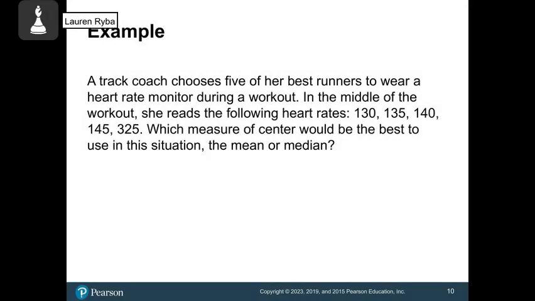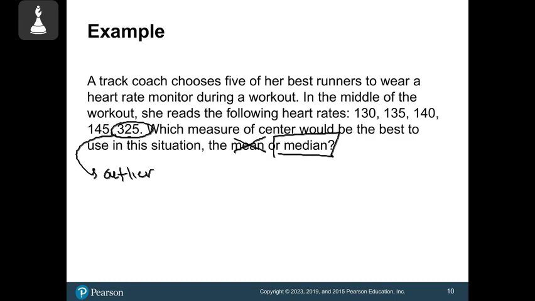A track coach chooses 5 of her best runners to wear a heart rate monitor during a workout. In the middle of the workout, she reads the following heart rates: 130, 135, 140, 145, and 325. Which measure of center would be best to use in this situation, the mean or the median? Well, you should always ask yourself, are there outliers? Well, yes, this has an outlier. If you have an outlier, you should not use the mean and you should use the median.